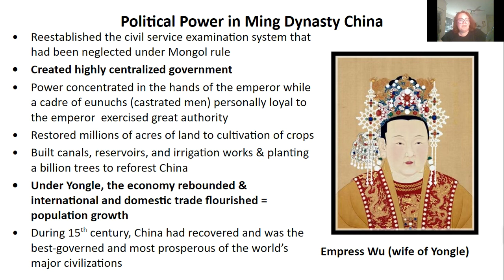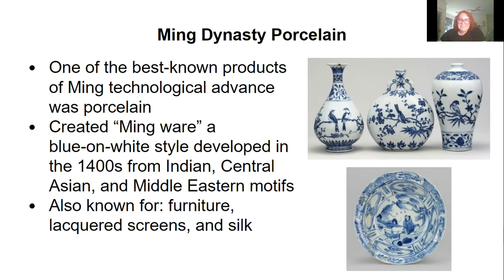They would restore millions of acres of land to cultivate crops once again. They built canals, reservoirs, irrigation systems, and they planted 1 billion trees to reforest China. And under Yongli, the economy actually would rebound, and international and domestic trade would flourish, creating this huge population growth once again. And during the 15th century, that's the 1400s, China had recovered and was the best governed and most prosperous of the world's major civilizations.